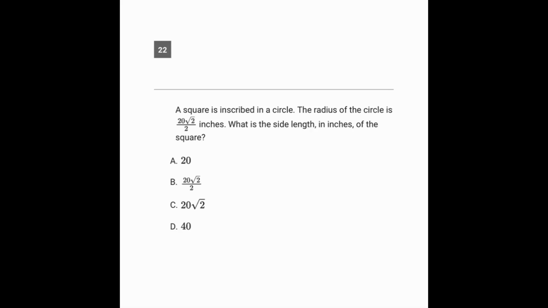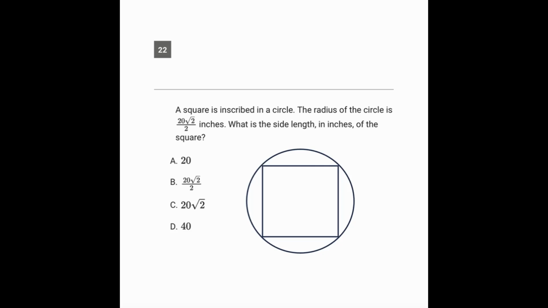Now going to question 22, we have a square inscribed in a circle. So let's go ahead and imagine the circle, and then let's go ahead and imagine a square inside that circle. Now, we're being told about the radius. So the best way to relate the radius of this circle to the square is to go diagonally. So this diagonal radius here has a length of 20 root 2 over 2.